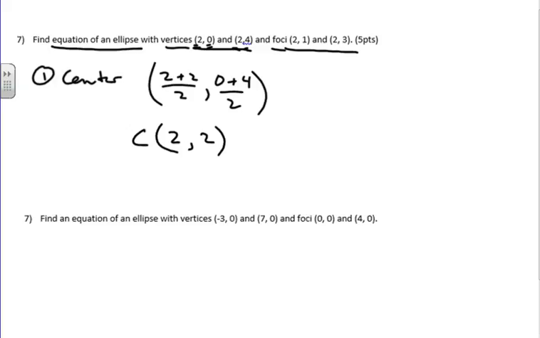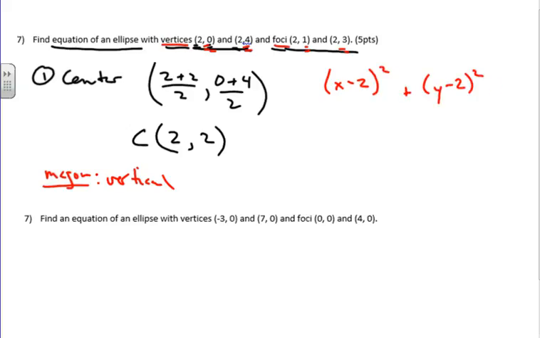Now from there, in order to find our equation, we have to figure out what our major axis is. The major axis can be determined by looking at the vertices or the foci and finding out what changes. In this case, you see that in both of these, the y changes. Therefore, the major axis is vertical. That's important because as we write this out, we're going to have (x minus 2) squared plus (y minus 2) squared equals 1.